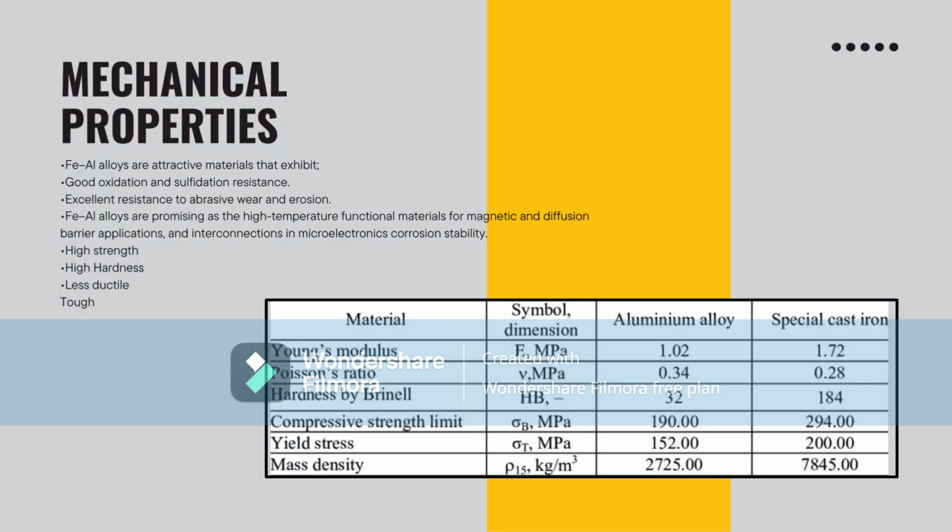So what are the mechanical properties of iron aluminum alloy? The alloy is an attractive material that exhibits good oxidation and sulfidation resistance, excellent resistance to abrasive wear and erosion, high strength, high hardness, tough, and less ductile. As you can see here, this table below shows some of the properties such as Young's modulus, Poisson's ratio, hardness, yield stress, compressive strength limit, and mass density.